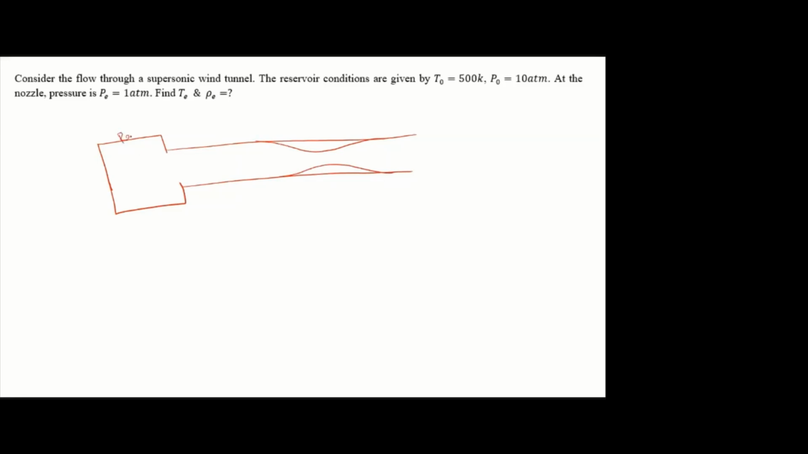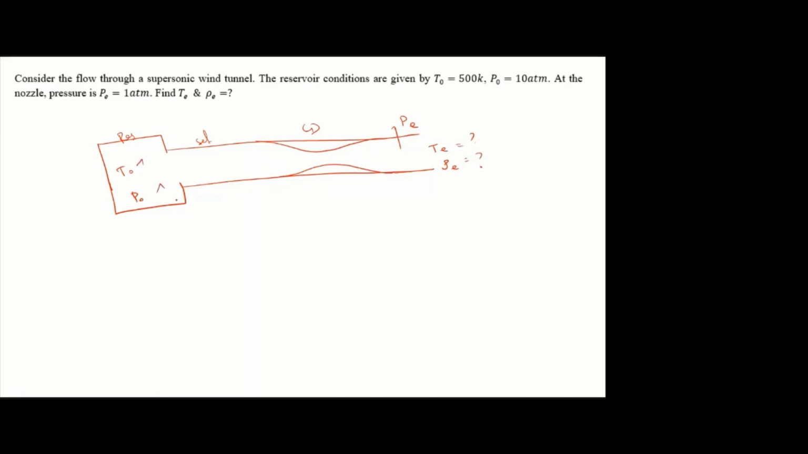So this is the reservoir. This is the settling chamber. This is the CD nozzle. Then we have the test section. Here they have given the reservoir conditions. P naught is given. Then at the nozzle exit, the pressure is given, and you have to find the temperature and density.